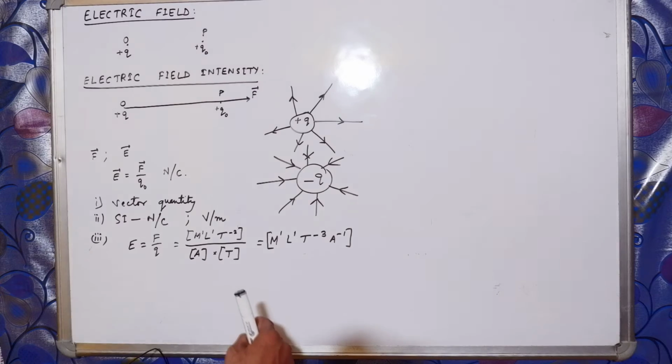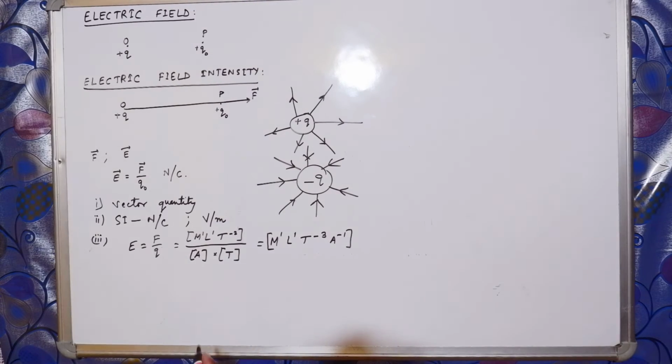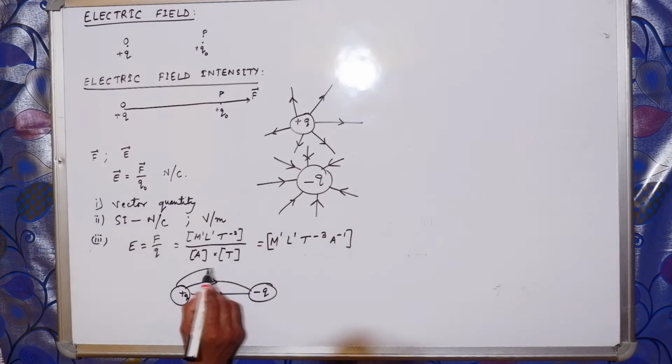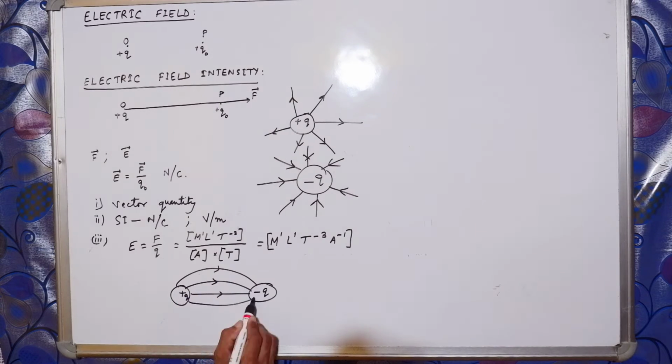Electric field lines start from the positive charge and end at the negative charge. So we must remember always it will start from the positive charge here, plus Q, and it will end up in the negative charge minus Q. So it will start from here and end up there. Always like this. It will come from the positive charge and enter the negative charge.